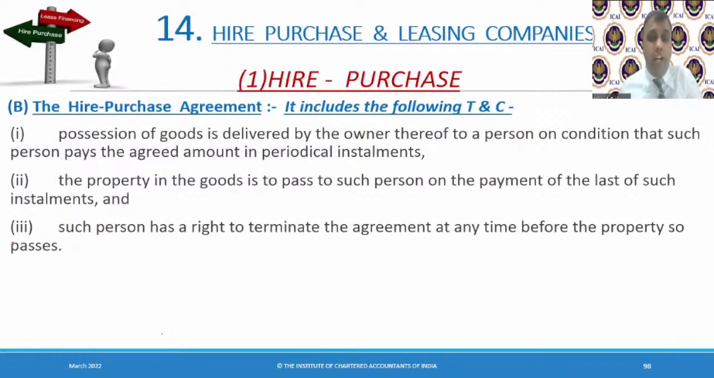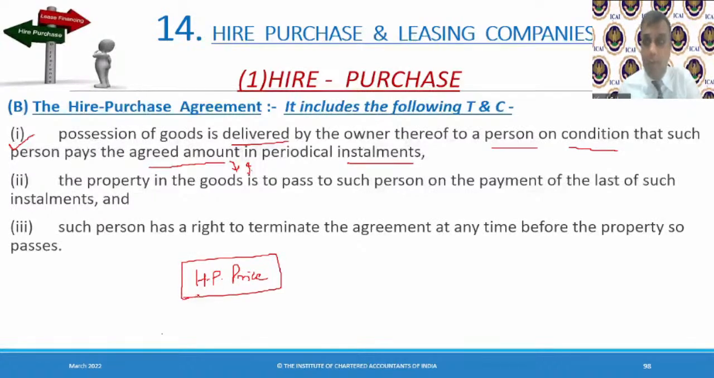So what does the hire purchase agreement include? The hire purchase agreement includes that the possession of goods is delivered by the owner thereof to a person on a condition that such person pays the agreed amount in periodical installments. What is the agreed amount? Basically, the installments. Agreed amount is what? Hire purchase price. Hire purchase price is the agreed amount, which includes the cost plus interest. That is the agreed amount. And that is to be paid in periodical installments.